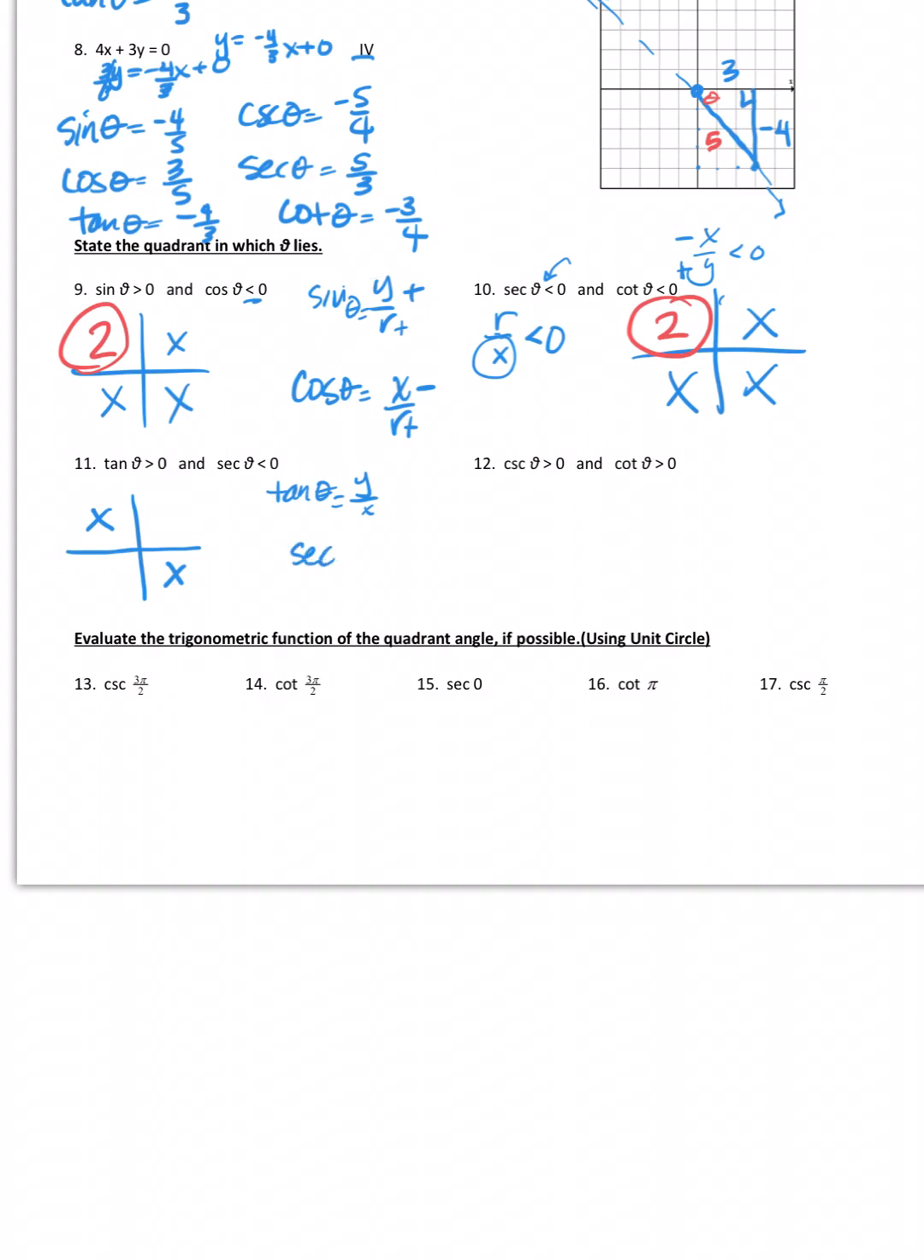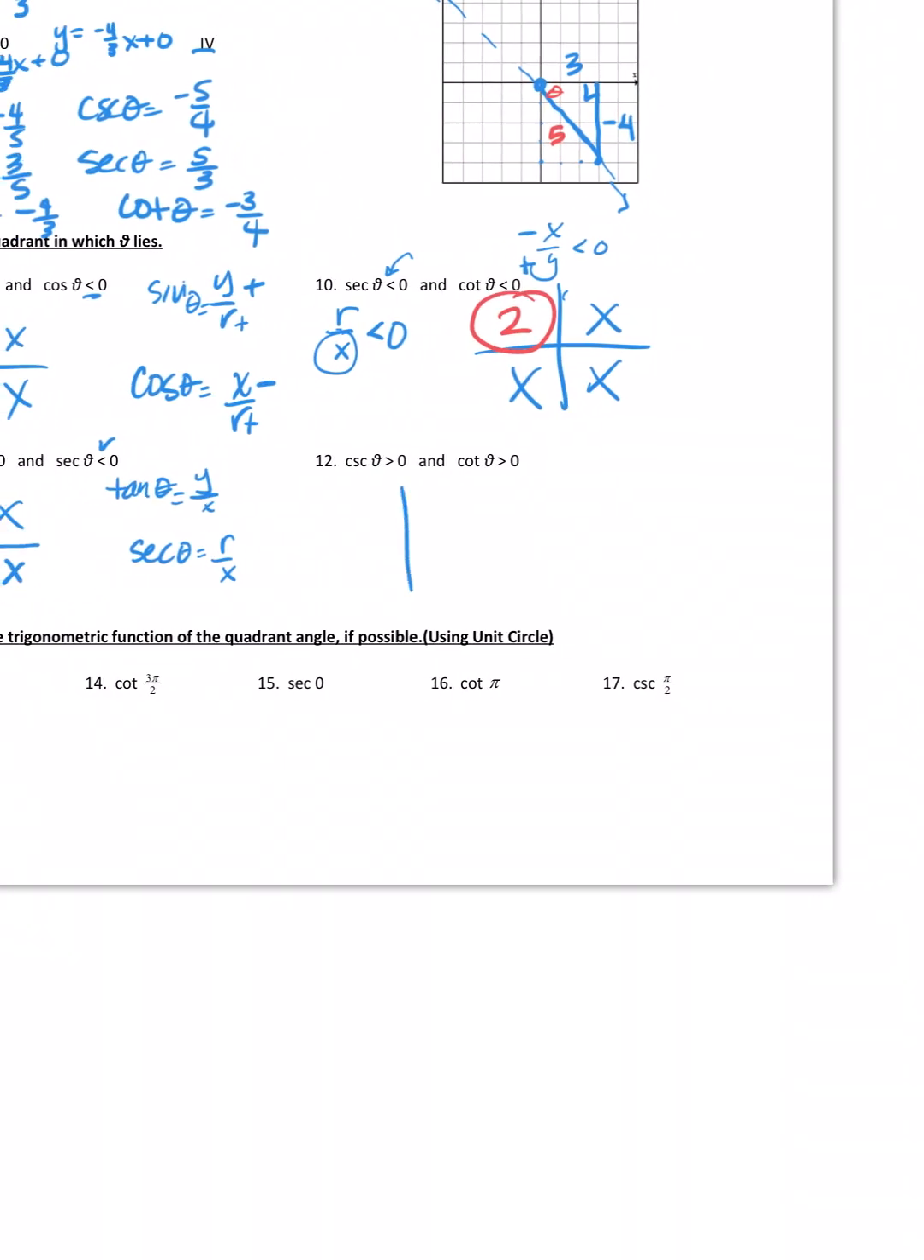Then it's asking me about secant. Well, secant is r over x, and it says secant is less than 0, so x is less than 0. So where's x negative? That would be down here in quadrant 3. So that eliminates 1, and that means our answer is quadrant 3.